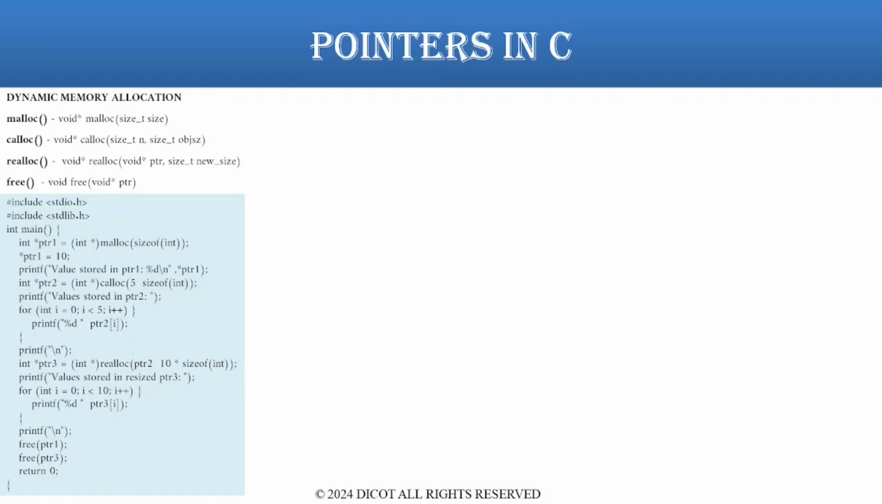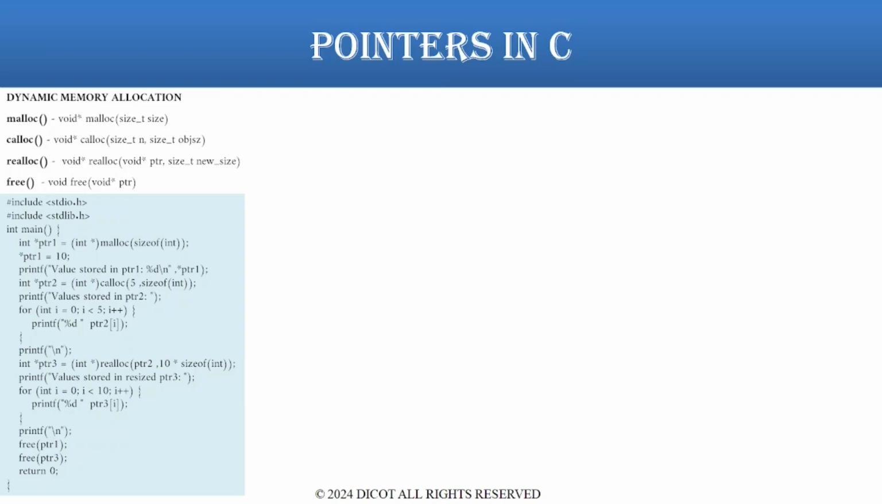Next, using realloc, we are trying to increase the already allocated memory to 10 blocks. So initially, memory was allocated for 5 integers. Now we want to increase that to have memory for 10 integers. So realloc accepts two arguments.